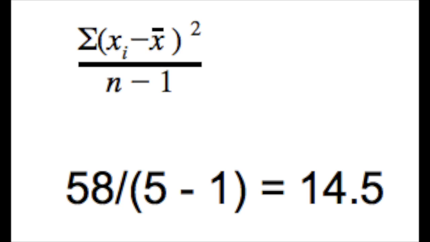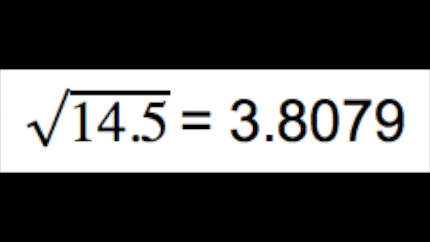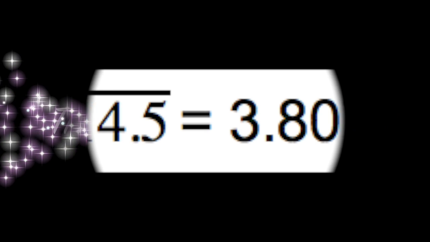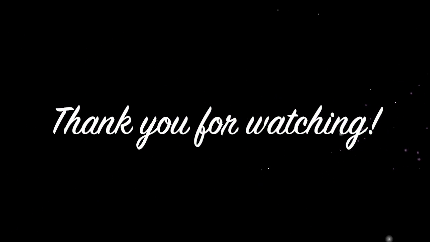The units are still inches squared, but because we are dealing with differences in heights, we need the units to be in inches. Therefore, we square root the variance to get our standard deviation. The square root of 14.5 is approximately 3.8079. That's a very abridged lesson on standard deviation, a key concept in statistics.